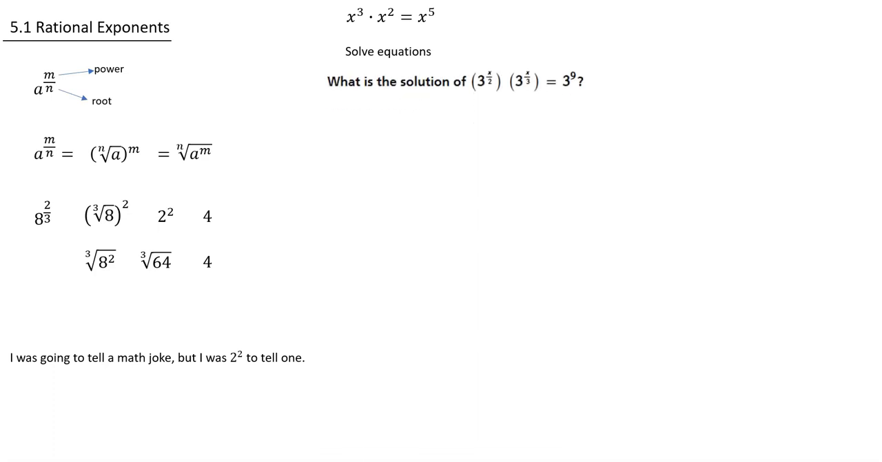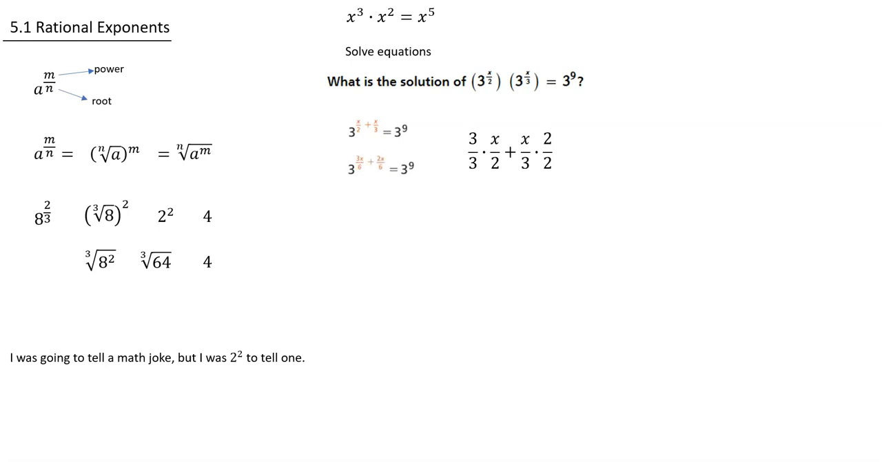So what is the solution of 3 to the x over 2 times 3 to the x over 3 equals 3 to the 9th? Since the numbers have the same base, 3, when we multiply, we're going to add the exponents. So we're adding x over 2 plus x over 3. Now, those don't have a common denominator, so we need to find a common denominator first, which would be 6. So we'll multiply the top and the bottom of the first fraction by 3, and multiply the top and the bottom of the second fraction by 2.